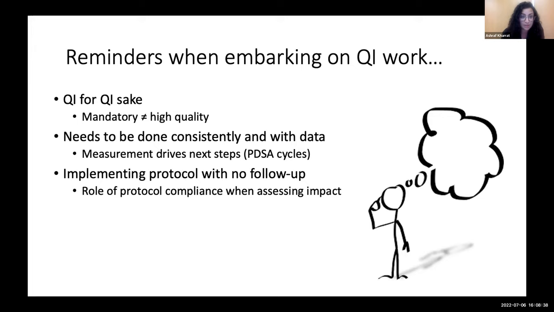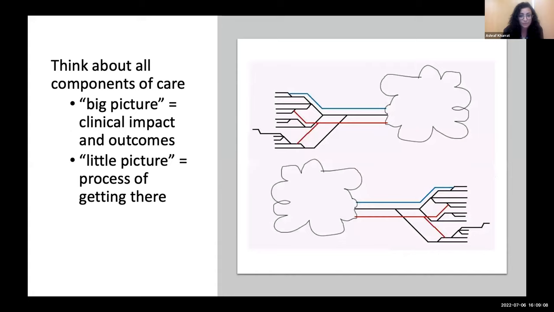And along the same lines, if you just implement a protocol without assessing it, it's a bit of a lost opportunity to see what the impact of your protocol is. There's a lot of effort that goes into developing protocols, algorithms, and standardization processes, and they have opportunities to really improve care significantly for patients. So assessing their impact is a really key way of not only local QI work, but expanding that outside of your immediate setting. So I encourage you to think about all components of the care that you provide as it pertains to hemodynamics and outside of it.